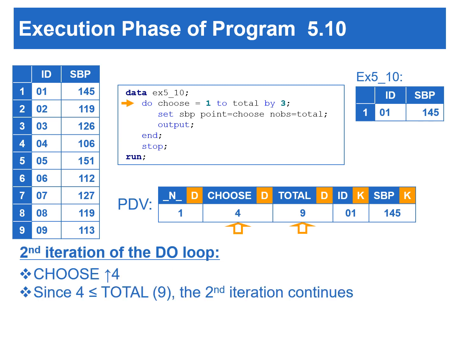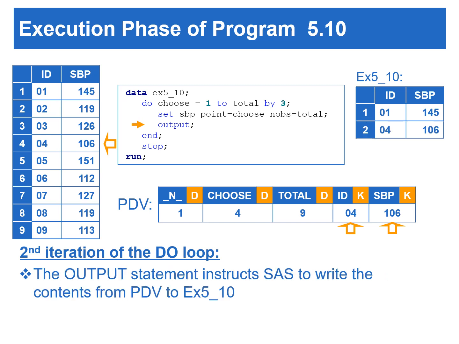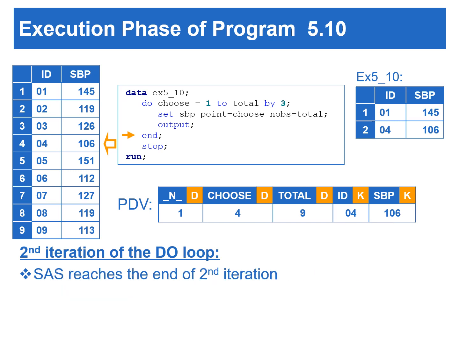At the beginning of the second iteration of the do loop, choose is incremented to 4. Since 4 is less than, or equal to 9, the second iteration continues. SAS reads the fourth observation from the input data to the PDV, via the direct access mode. The output statement copies the contents from the PDV to the output data. SAS reaches the end of the second iteration.